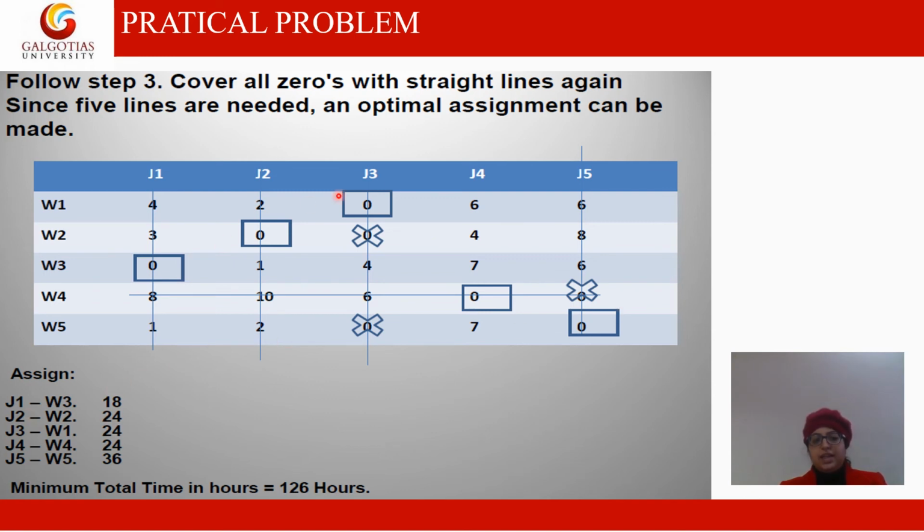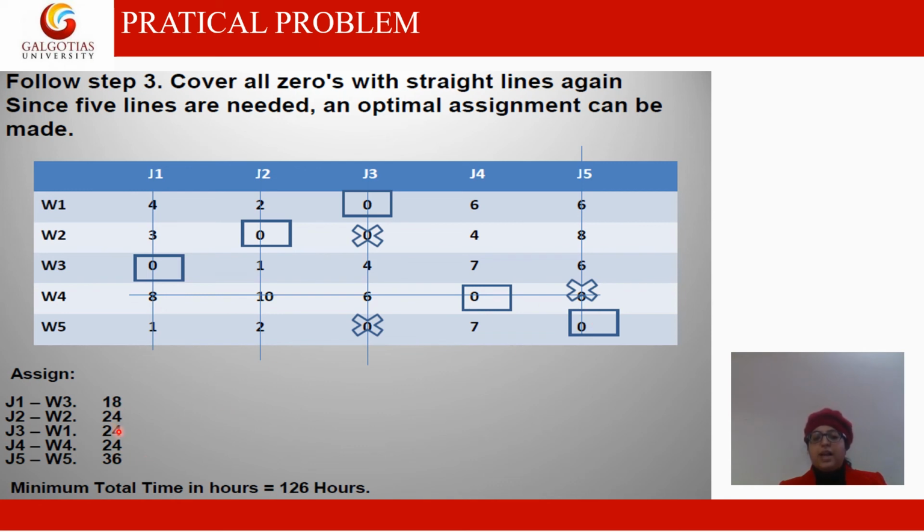J1 is assigned to W3. J2, that is job 2, is assigned to W2, that is worker 2. Job 3 is assigned to worker 1. J4, that is job 4, is assigned to worker 4. And job 5 is assigned to worker 5.